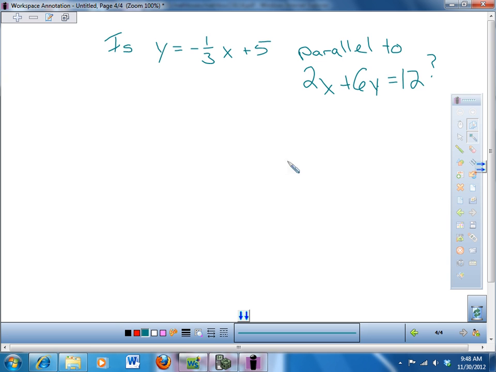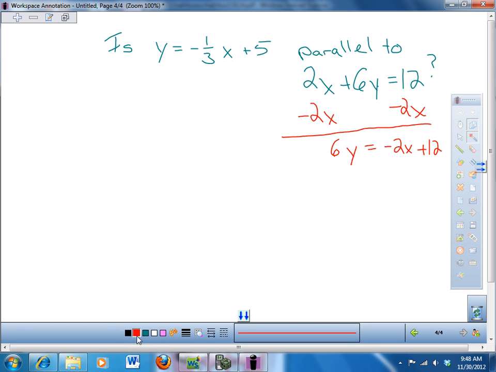Subtract 2x from both sides. So I'm going to subtract 2x from here, and I'm going to subtract 2x from there. And now what I have is 6y. I want to keep the 2x in front of the 12 because I want the 12 to come at the end: minus 2x plus 12. I still don't have y quite by itself. Let's divide by 6.